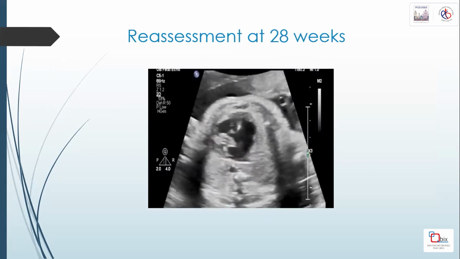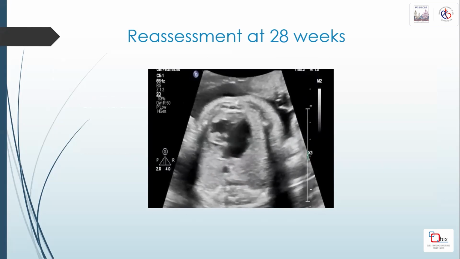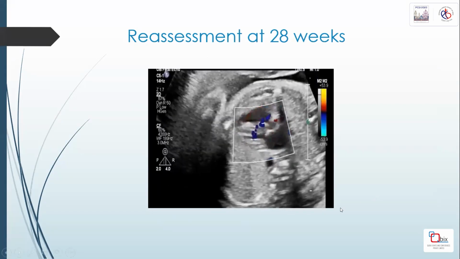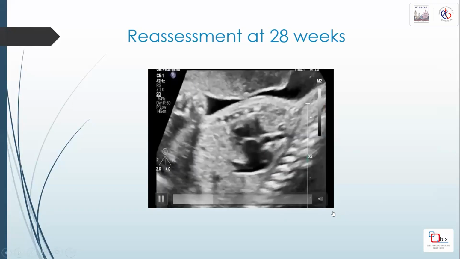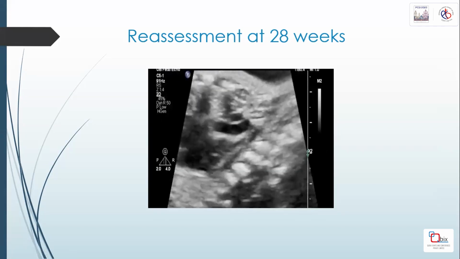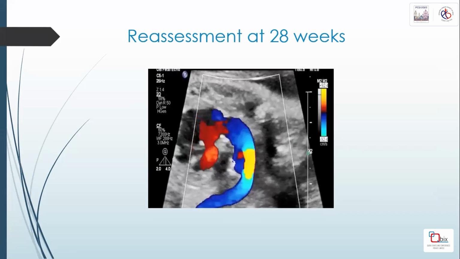This is a reassessment at 28 weeks. Again, the flows are normal. You can see the LVOT to aorta. There is antegrade flow in the aorta. And when I try to image the arch, I can see the arch, which is very hypoplastic. And when I put color Doppler, I'm able to see retrograde flow from the ductal arch.